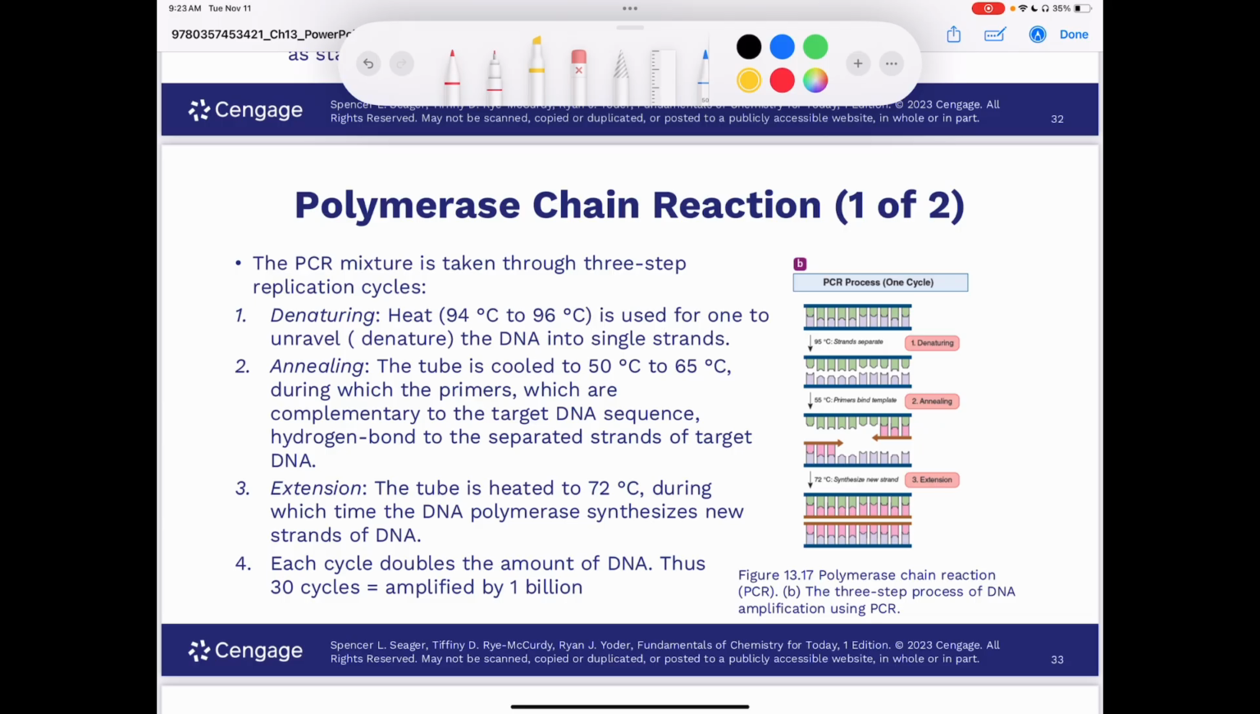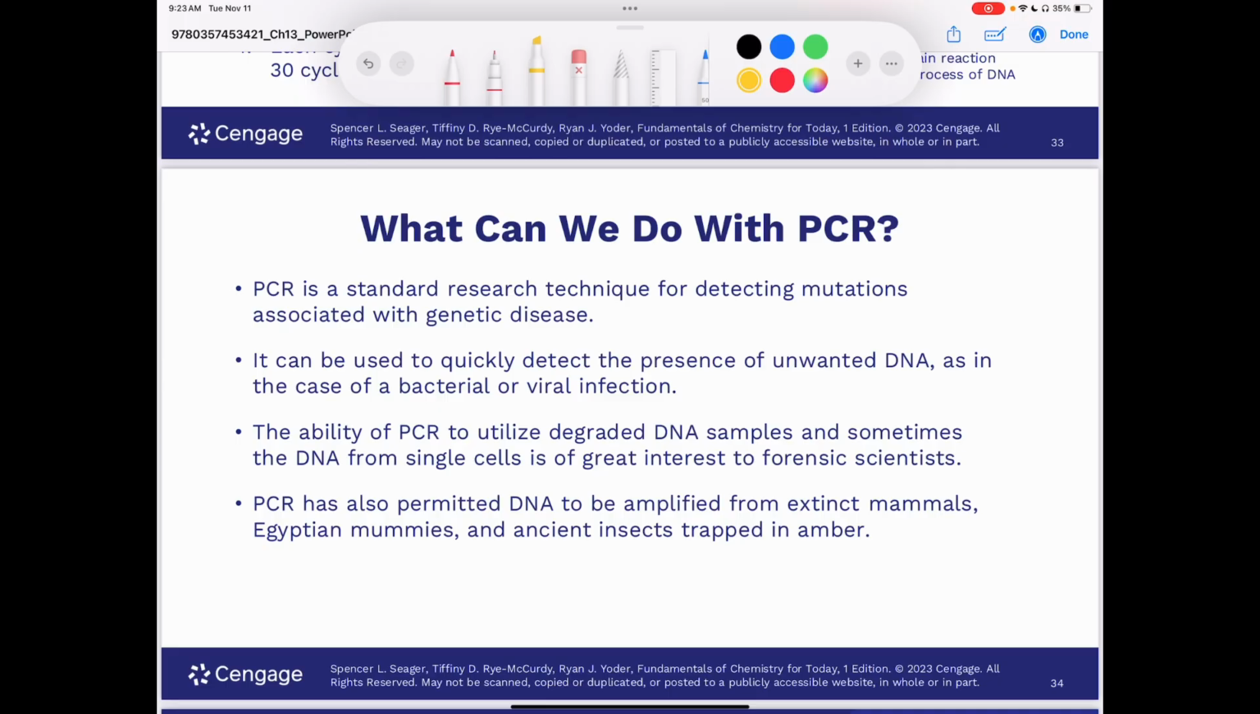And so each cycle doubles the amount of DNA. Following 30 such cycles, a theoretical amplification factor of 1 billion is attained. And thus, almost overnight, PCR became a standard research technique for detecting all manner of mutations associated with genetic diseases.